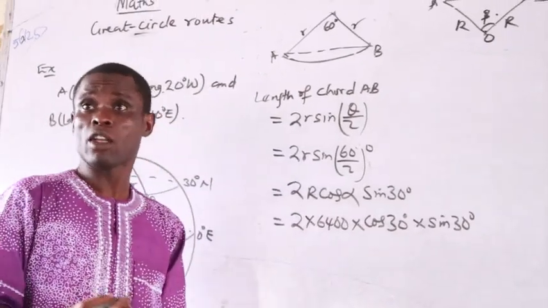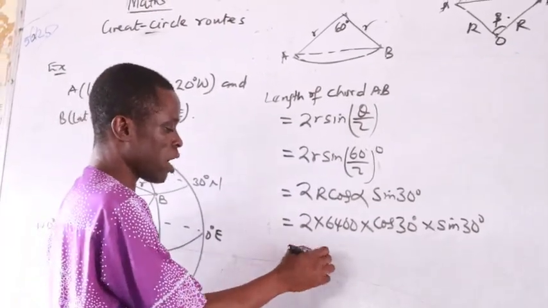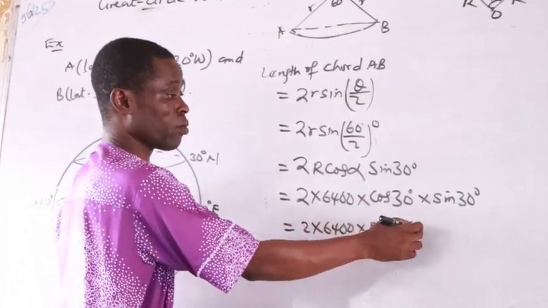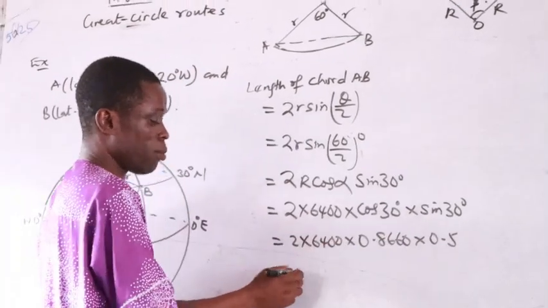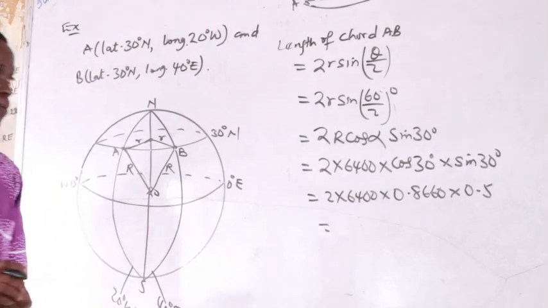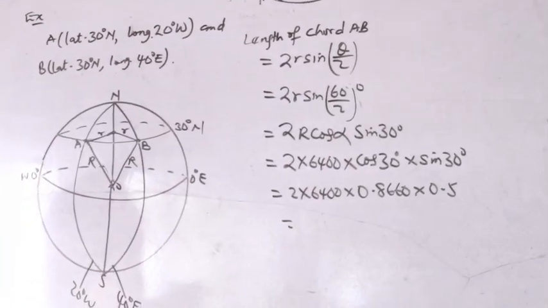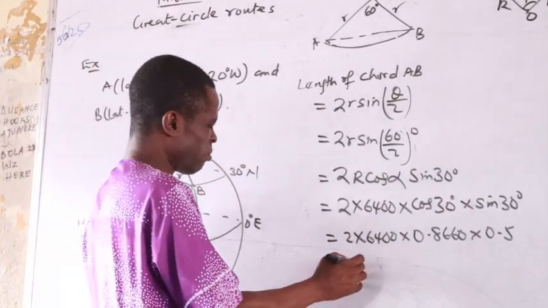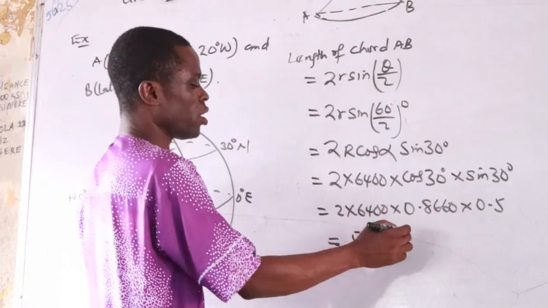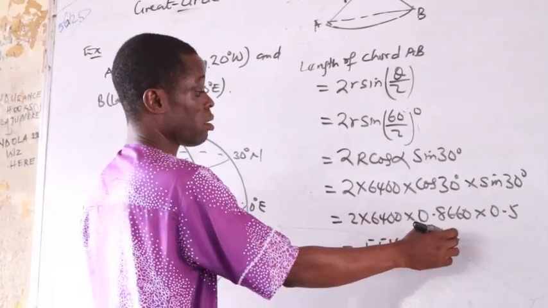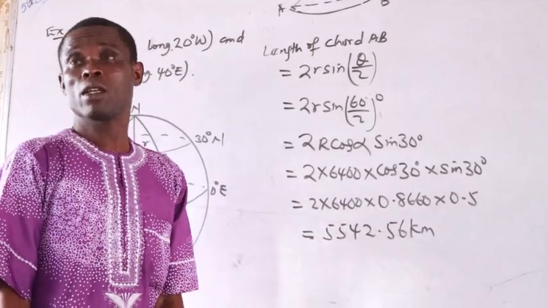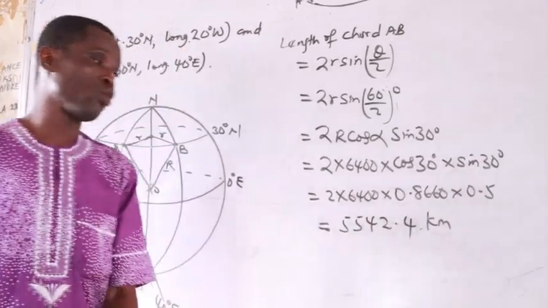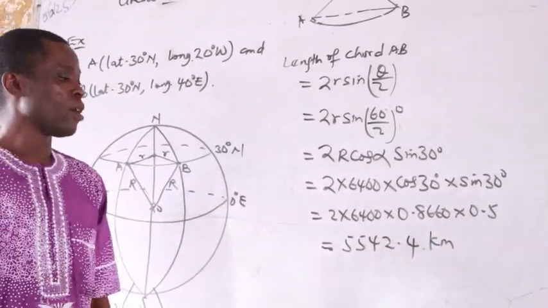Are you all there? Okay. So 2 times 6,400 cos 30 is 0.8660. Sine 30 is 0.5. Please let me multiply everything. 5,542.56, that is 5542.4 kilometers. Okay. So that is the length of chord.